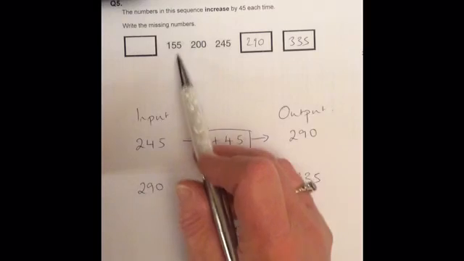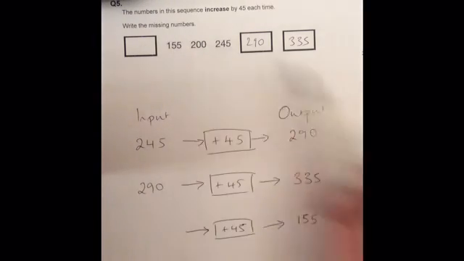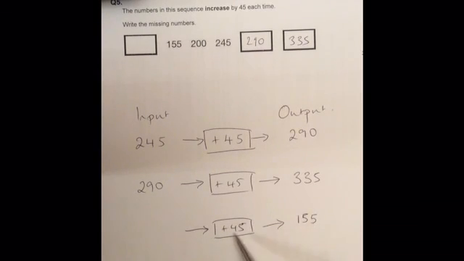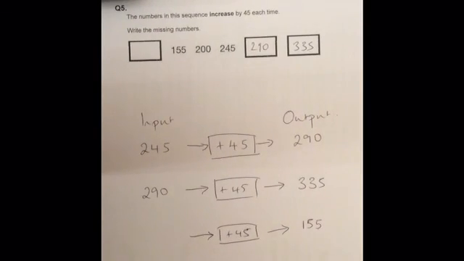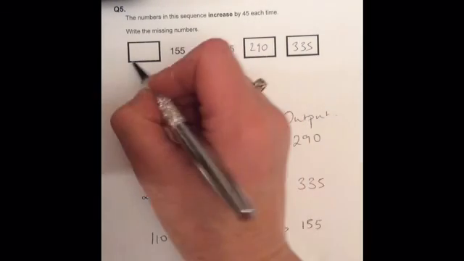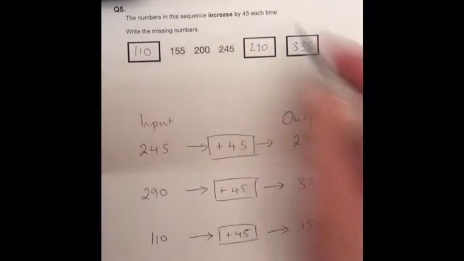So actually, rather than putting this as my input, the 155 becomes my output, because I want to know what the number below is. So again, I'm working backwards, so I'm going to do the inverse. So 155 take away 45. 5 take away 5 is 0. 5 take away 4 is 1. 1 take away nothing is 1. So my number there in that sequence is 110.